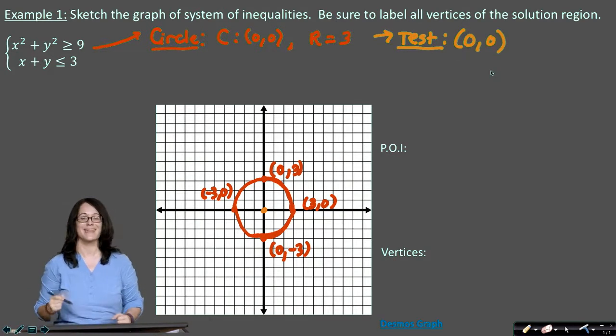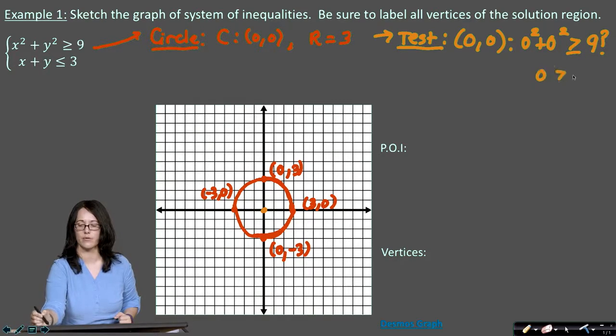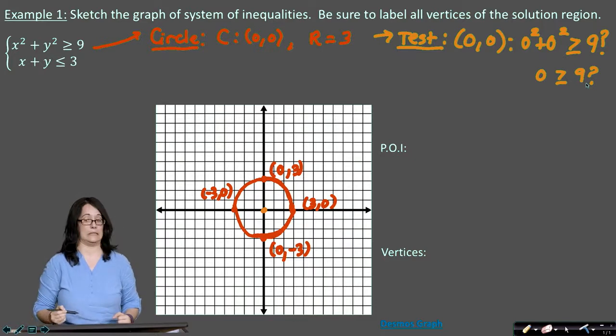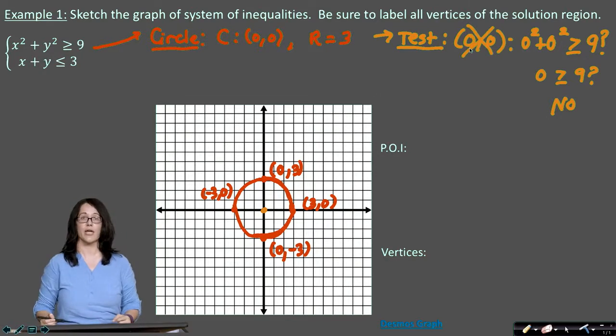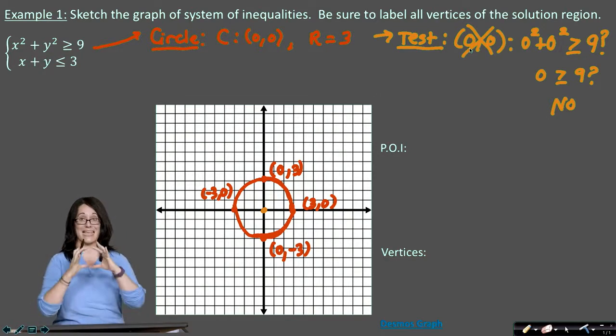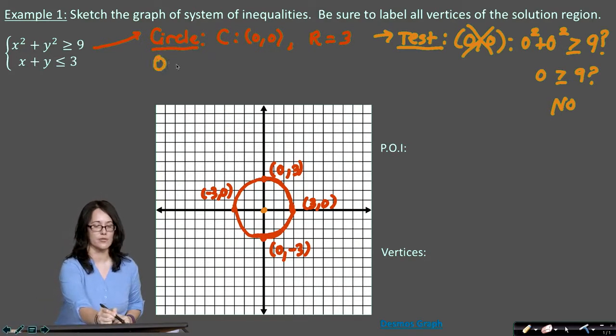Let's do it. 0 squared is 0, plus 0 squared is still 0. Is that greater than or equal to the number 9? In other words, is 0 greater than or equal to 9? Nope. So since that is not true, can I include the point? No, I cannot. So if I cannot shade where 0, 0 is located, which is inside the circle, I must be shading outside the circle. So I'll be shading outside my circle.